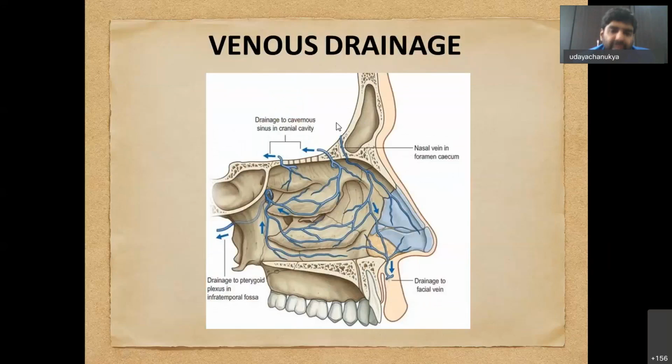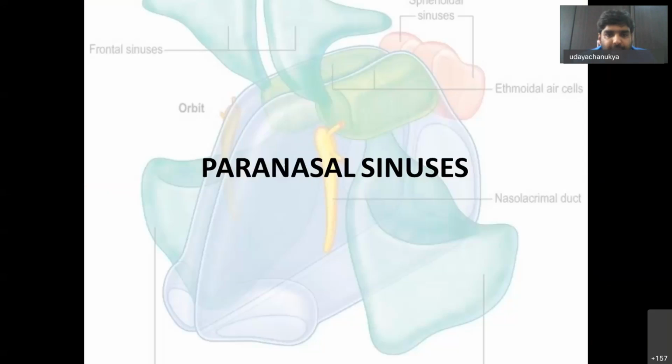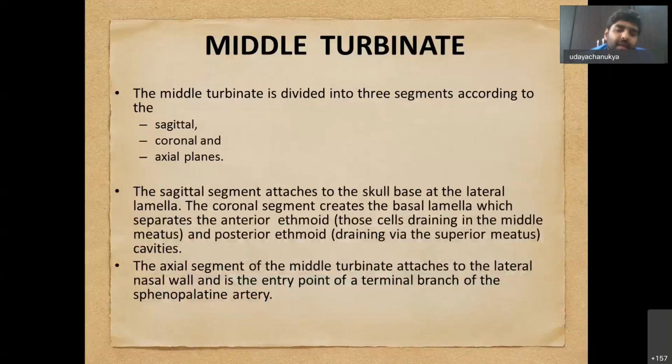Coming to the venous drainage, the superior part directly drains to the cavernous sinus. The posterior and the inferior part mostly drain to the pterygoid plexus in the infratemporal fossa. The anterior inferior part drains to the facial veins. Coming to the middle turbinate, why are we discussing the middle turbinate separately before going to the paranasal sinuses? Because the middle turbinate is divided into three segments. These three segments are attached at different places and located in three different planes.